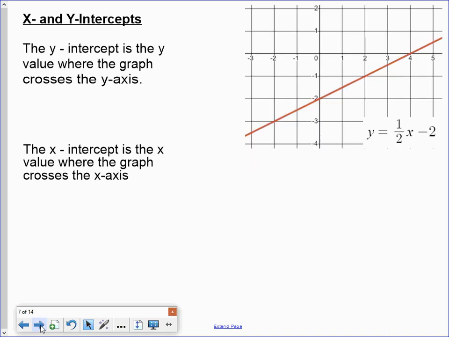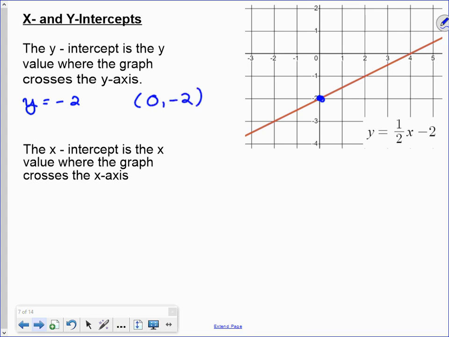Okay, so x and y intercepts. We've got a graph here of the line y equals 1/2 x minus 2. The y-intercept is the y value where our graph crosses the y-axis. So our graph crosses the y-axis here, so our y-intercept is y equals negative 2, or the point 0, negative 2.